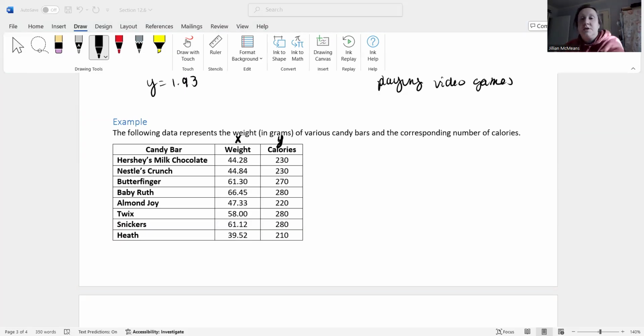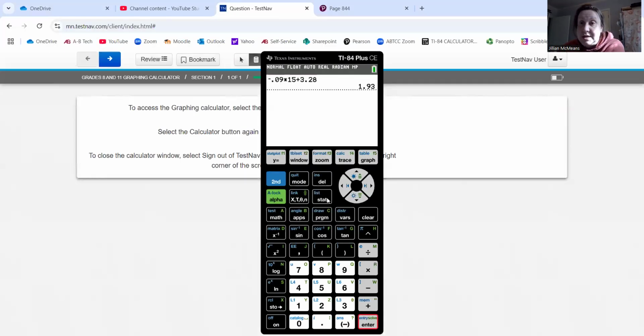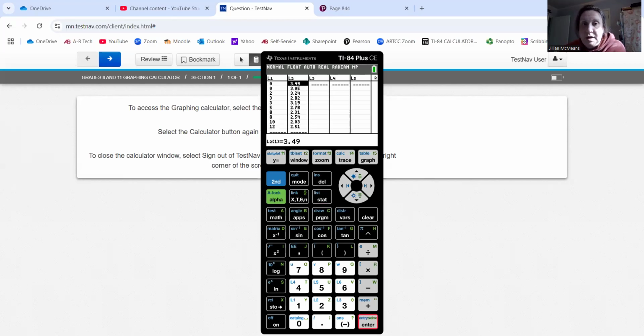All right. So just like the previous examples, we want to go to stat. I want to edit a list, so I'm going to hit enter. Under the edit menu, you want option 1, hit enter. I don't want to worry about typing over, so I'm just going to go ahead and clear out the data. I'm going to go up to L1 and L2. When they're highlighted, I'm going to hit clear. It doesn't look like anything happens until you go back down. All right, do that for both L1 and L2.